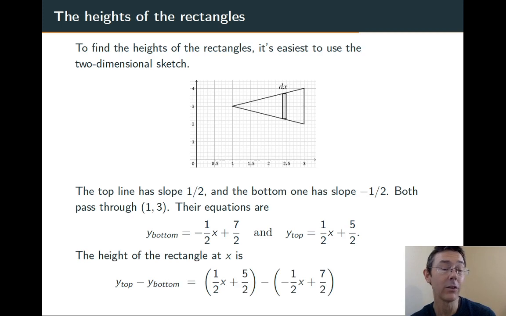The height of the rectangle is going to be top curve minus bottom curve. So here's what I get. I do a little bit of simplification and I get x minus 1. The way I interpret that is that if you give me an x value between 1 and 3, I'll plug it into this formula and get the height of the rectangle at that x value. That's easy to confirm, for example, at x equals 1, where the rectangle has no height, 1 minus 1 is 0, and at x equals 3, where the height of the rectangle is 2, 3 minus 1 equals 2.